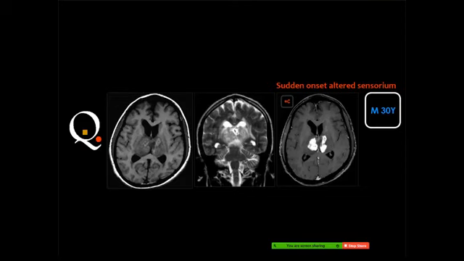Yes, what do you think? This is a T1 weighted image showing mixed signal intensities, hyper and iso. And in the T2 weighted image, there is a predominant low signal, and in the contrast enhanced image, there is strong, intense contrast enhancement. Lymphoma? No, this is the history, sudden onset. This is an acute lesion.